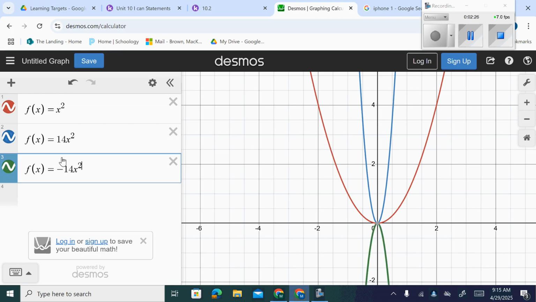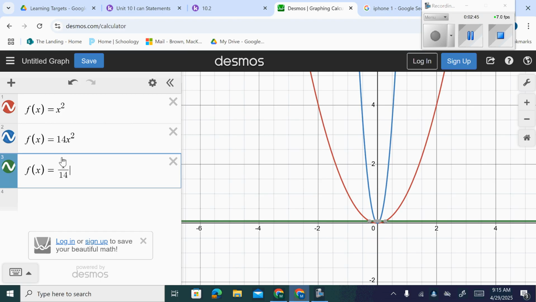What did that do? It just flipped it. Did it still keep it skinny? Yeah. So let's think about what we might have to do. Make the number smaller. Smaller than 14? Smaller than 1. So we're going to make it a fraction. Do you see how that got short and fat?